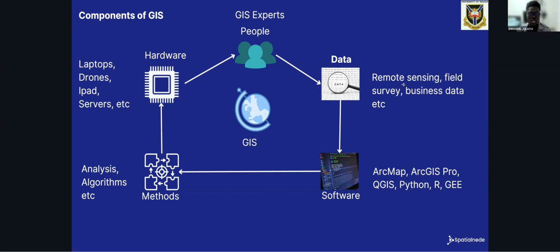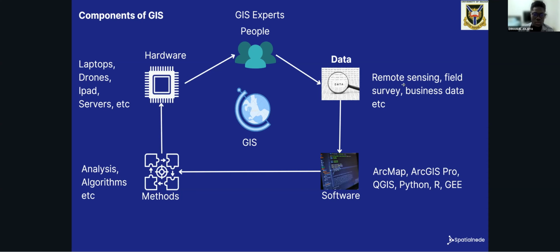So all these are components of GIS. They usually work together. They are not standalone. You can't have software without hardware, for example. You can't install your software just anywhere. It has to be on a computer or a server, and that's hardware.